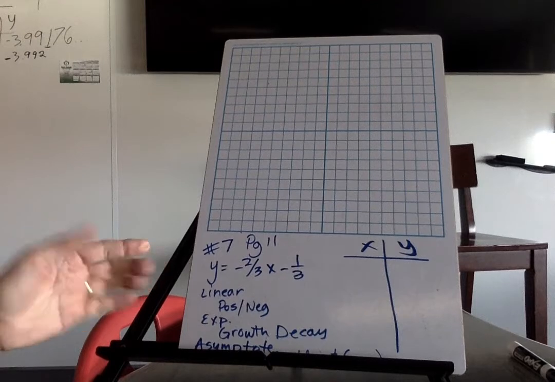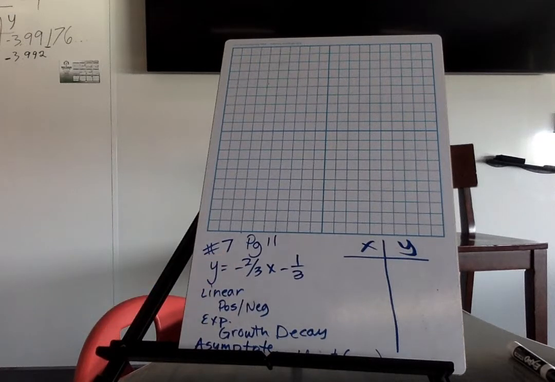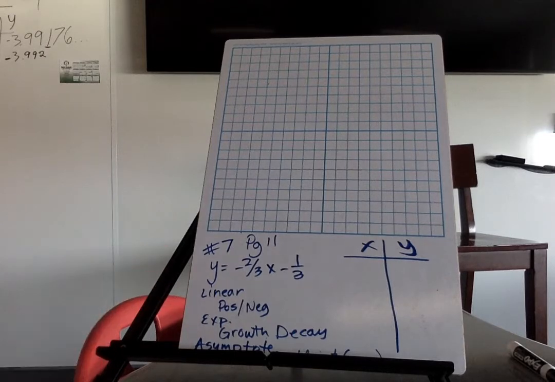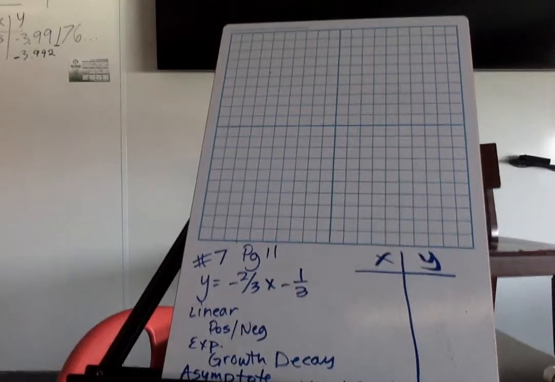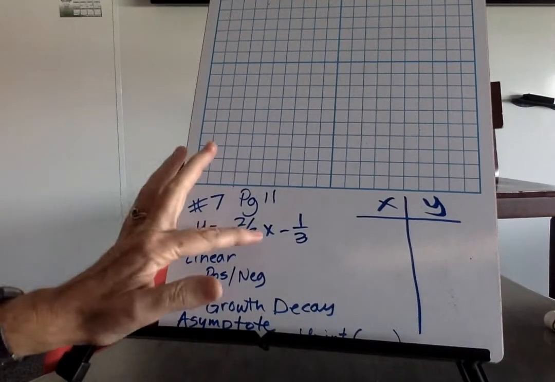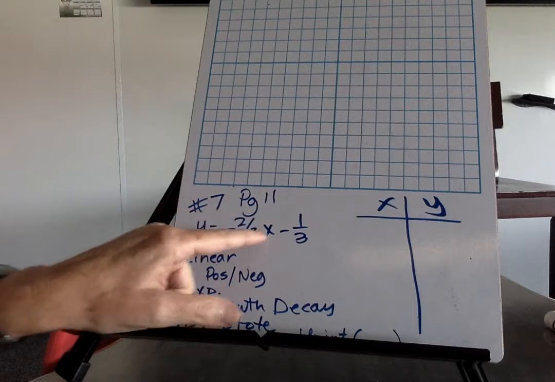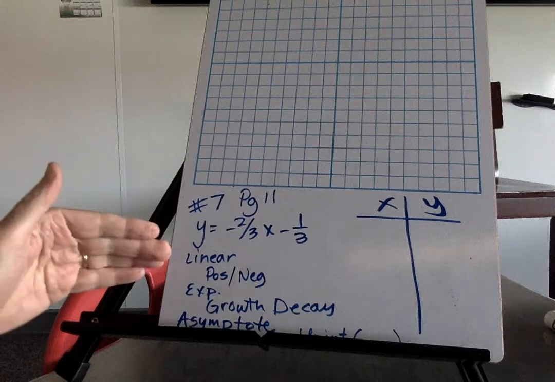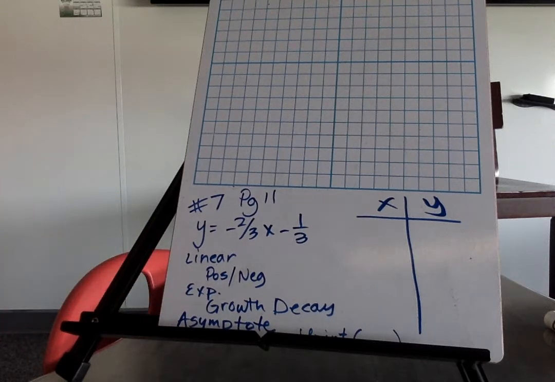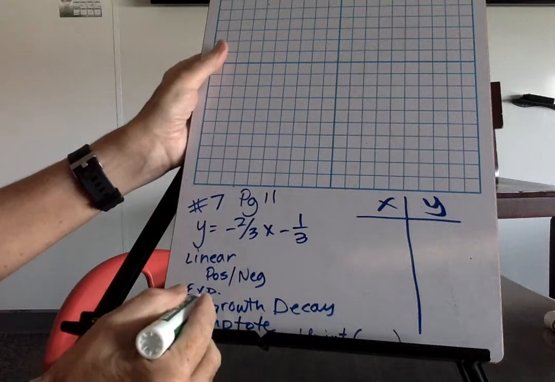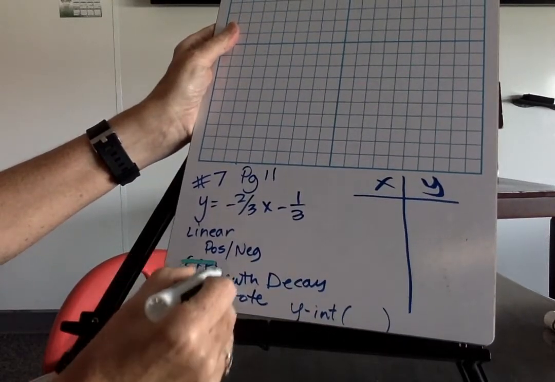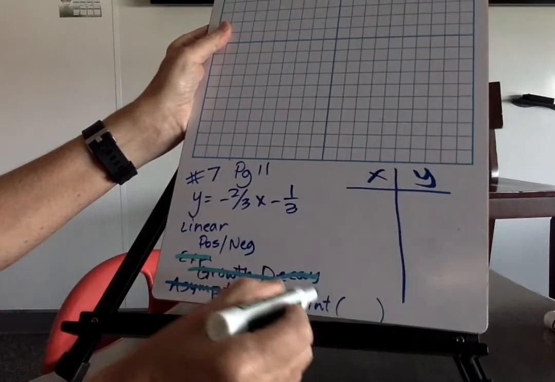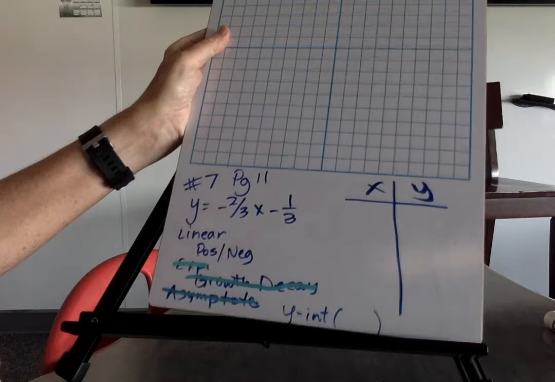Number 7 is written for you. Y equals negative 2/3 x minus 1/3. First of all, we have to ask ourselves, is it linear or exponential? If you look at the equation, there's an x, but it's not raised to a power, and x is not raised to a power greater than 1. So we know it's not exponential. So if it's not exponential, we're going to cross out exponential, growth or decay, and asymptote. We still need to know the y-intercept, and we'll get to that in just a minute.